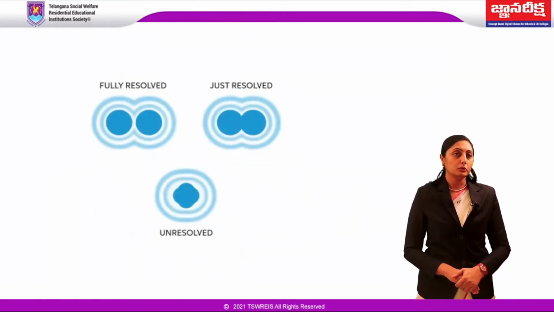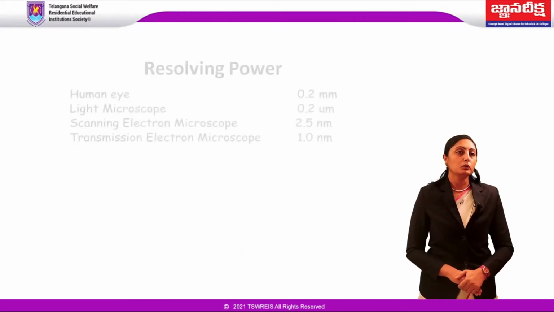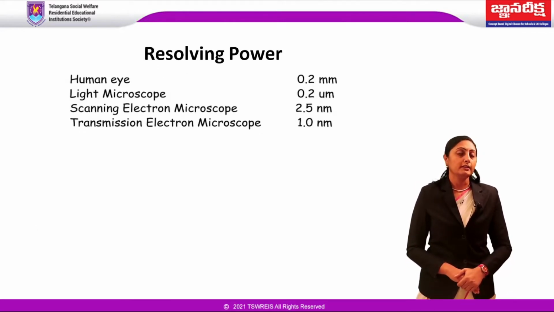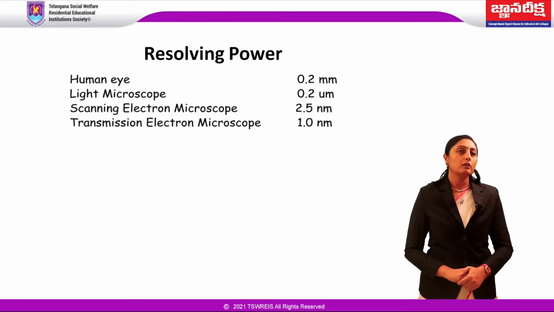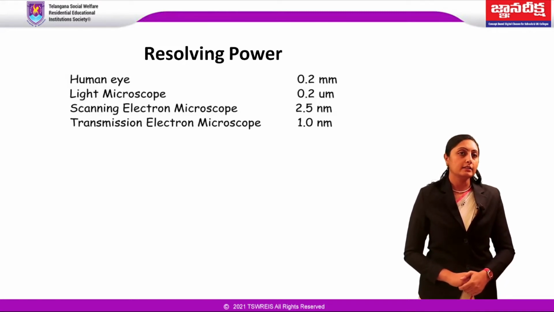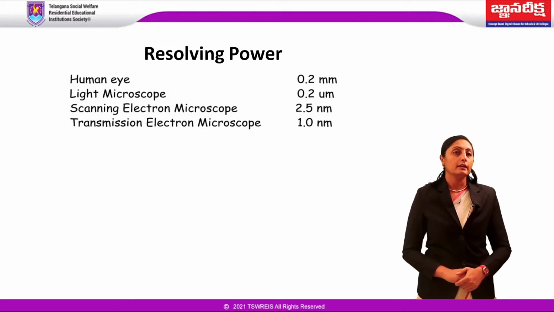Our eye has a resolution or resolving power of 0.2 mm, which means it can differentiate between two lines or objects that are separated by a distance of 0.2 mm. Objects that are close together by less than 0.2 mm cannot be separated and will appear as one object to our eye. The light compound microscopes have a resolving power of 0.2 micrometer, and the highest resolving power achieved is with transmission electron microscope, which can distinguish objects separated by a distance of 1 nanometer. Hence, this microscope is used to view internal cell structures.